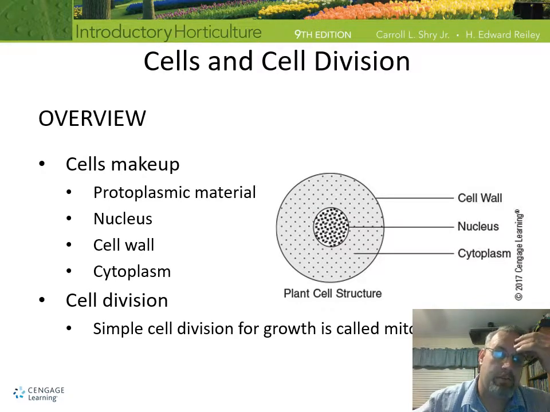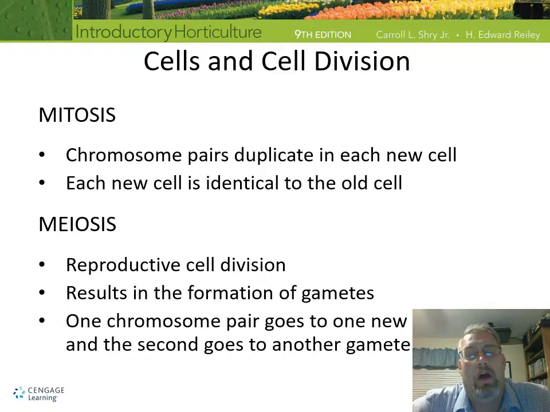And then simple cell division is called mitosis. This is when you take one cell and it will duplicate itself and make more than one cell, and that's how all cells are divided. Basically, in mitosis, the chromosome pairs duplicate themselves and form a new cell. And then each cell is identical to the old cell.